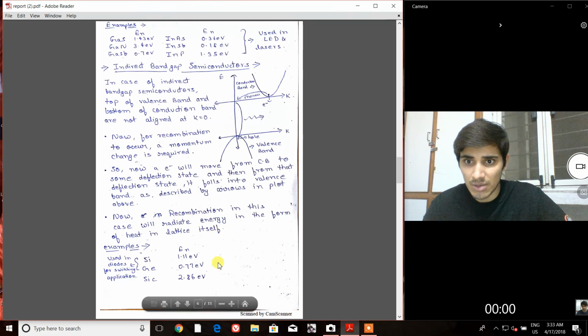Now these are certain examples of indirect band gap semiconductors: silicon, germanium, and these are their energy band gap values. These are used in diodes and for switching application purposes.